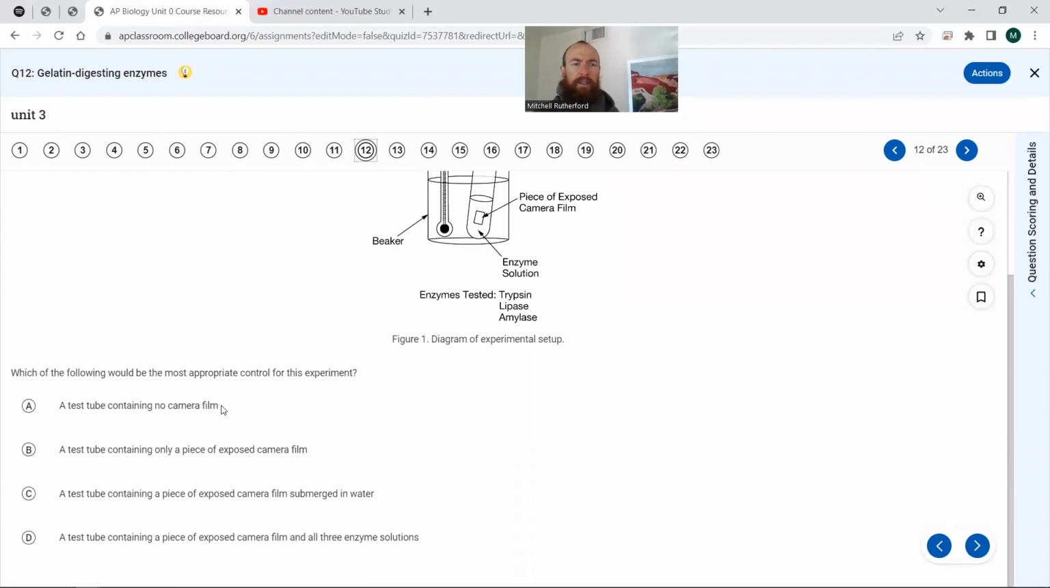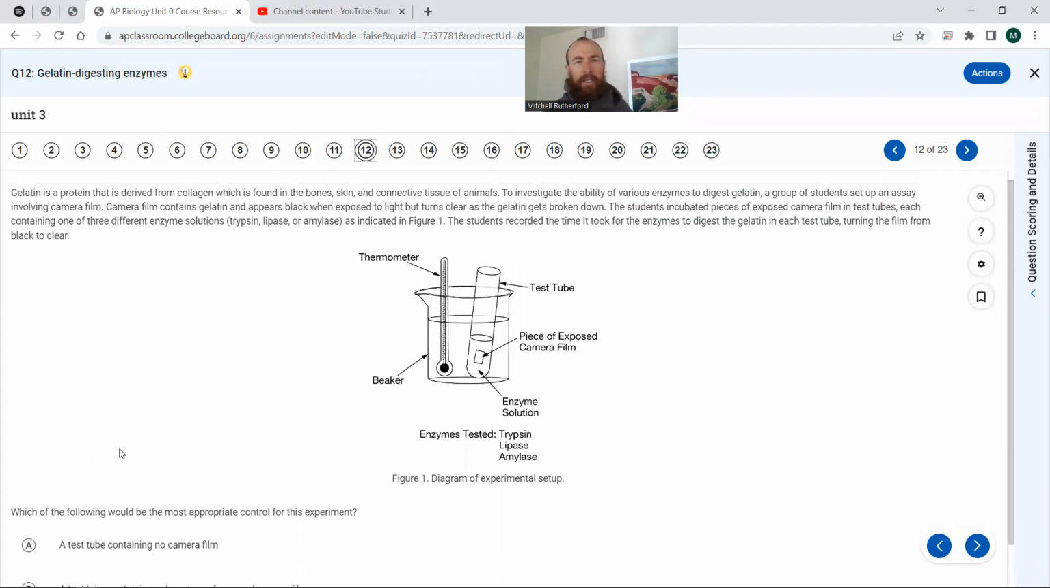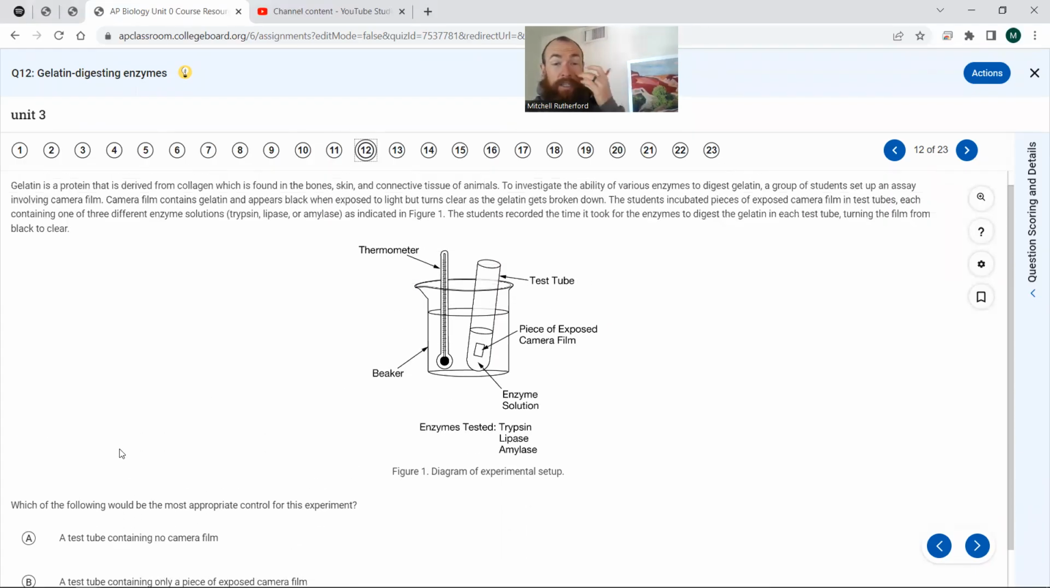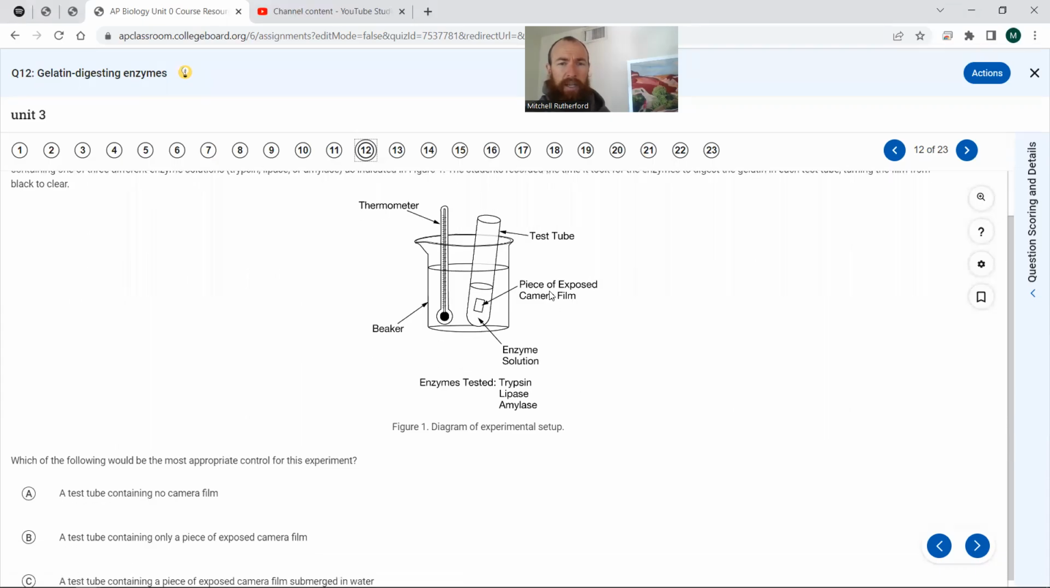A test tube containing no camera film, only a piece of exposed camera film, a test tube containing a piece of exposed camera film submerged in water. Gosh, they just keep getting longer and longer. Remember what I said before, where the longer one might be the correct answer? I don't know if that's the case here, but let's see. Based on this experiment, if I don't want to take the time to read this, the diagram for the experimental setup does have a piece of camera film in an enzyme solution under water, where the temperature is being changed.